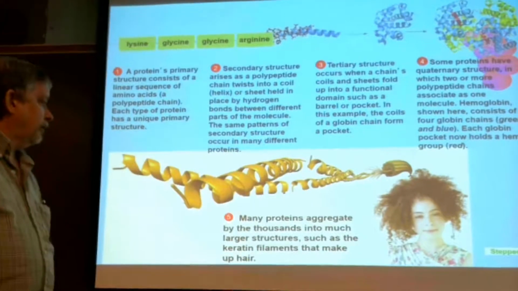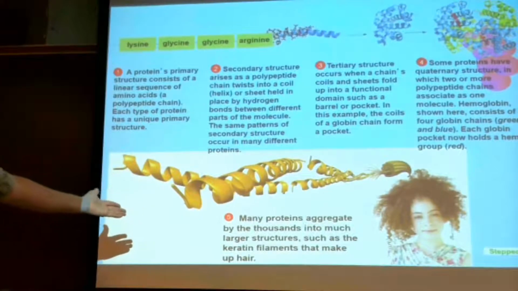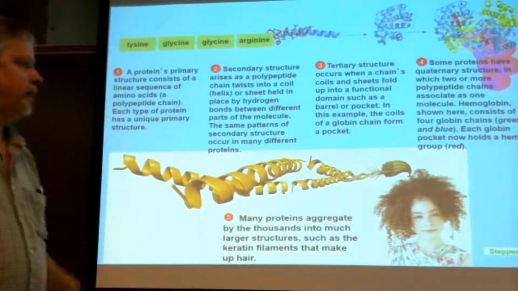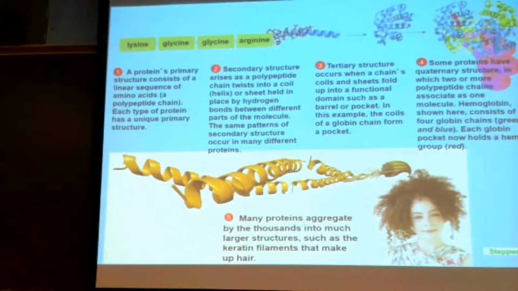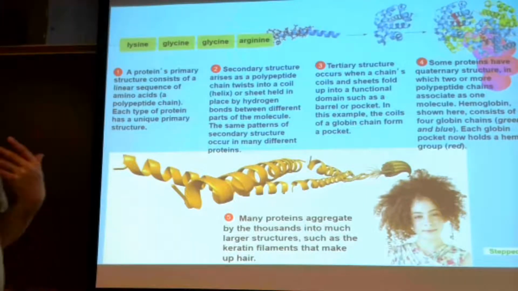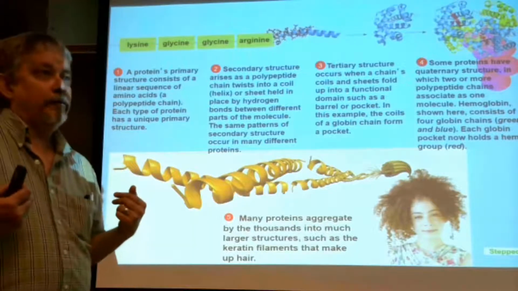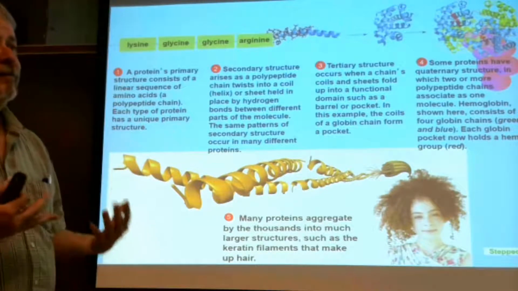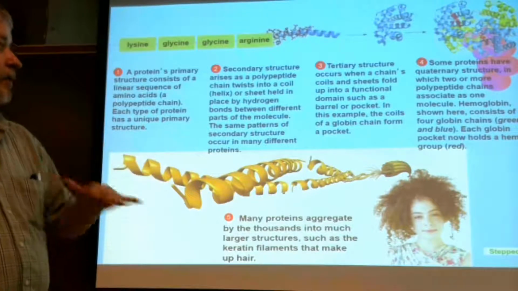So here's your hair. Many proteins aggregate by the thousands into much larger structures, such as the keratin fibers that make up our hair. So those are made up of proteins. So we can use proteins structurally. We can use it for metabolic activities. We use it for activation for these reactions that take place in enzymes.